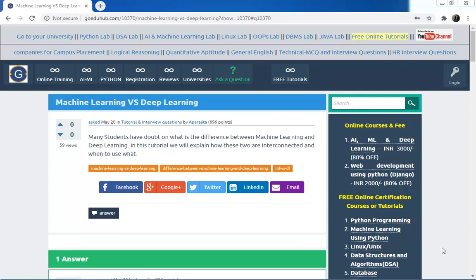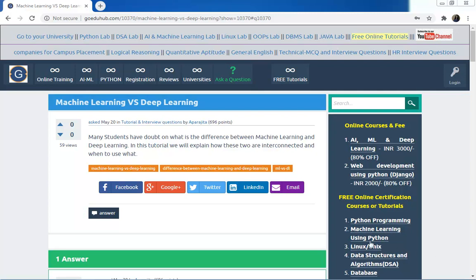The biggest confusion between artificial intelligence, machine learning and deep learning. I'll tell you what artificial intelligence is, what machine learning is and what deep learning is. Many students have doubts about the difference between all these three. So in this lecture, I'll explain how these are interconnected and when to use which one.